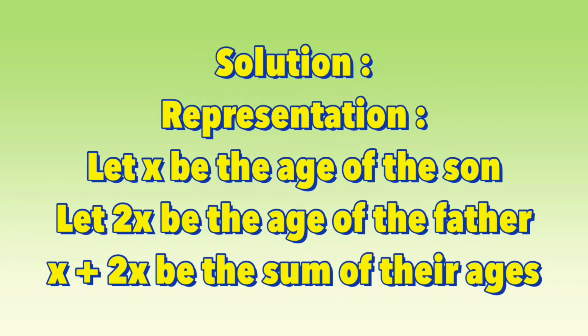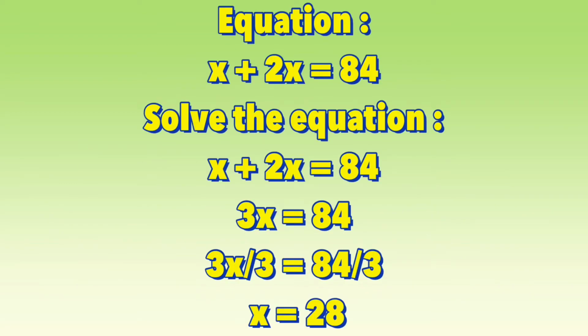So that's why, in our representation, we have the sum of their ages. The equation now is x plus 2x, then to complete the sentence for the equation, equals 84. Then we have to solve the equation: x plus 2x equals 84.